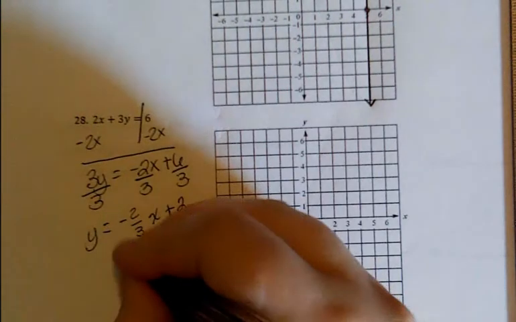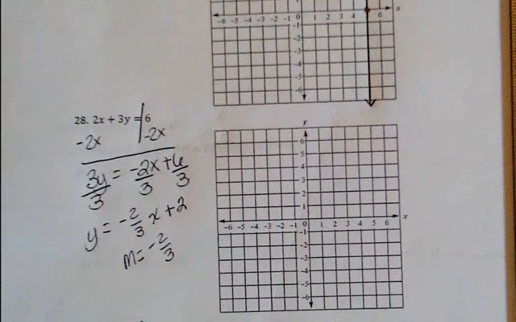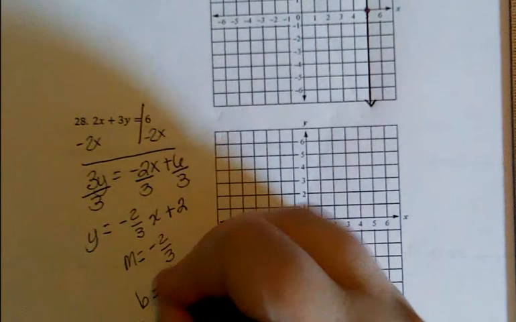So my slope is a negative 2 over 3. And you can choose whether the negative goes in the numerator or denominator, as long as it's in one or the other. It cannot be in both, as long as your whole fraction is a negative. And then your y-intercept is a 2.